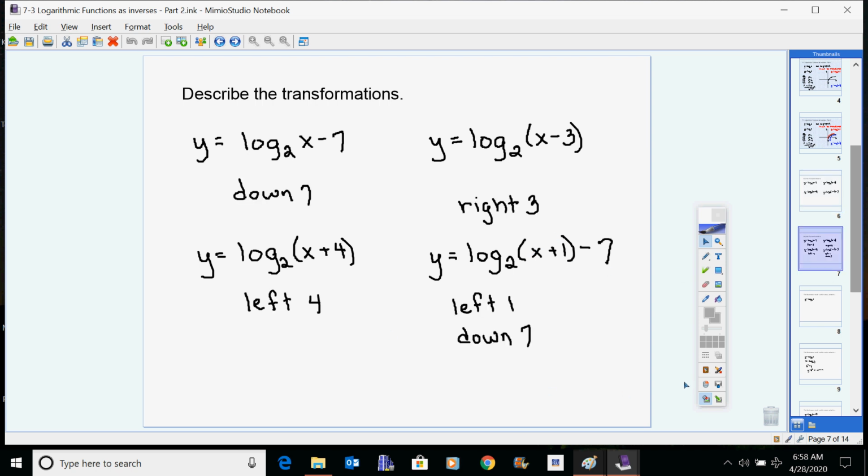And these are the type of things that I would be expecting you to know for any quizzes or tests coming up, to be able to describe what kind of transformations for those functions, just like we've been doing all year. Hopefully this is the easy part. Okay.